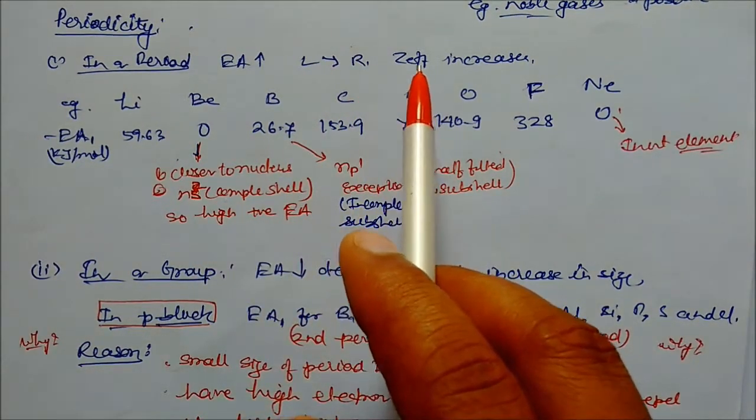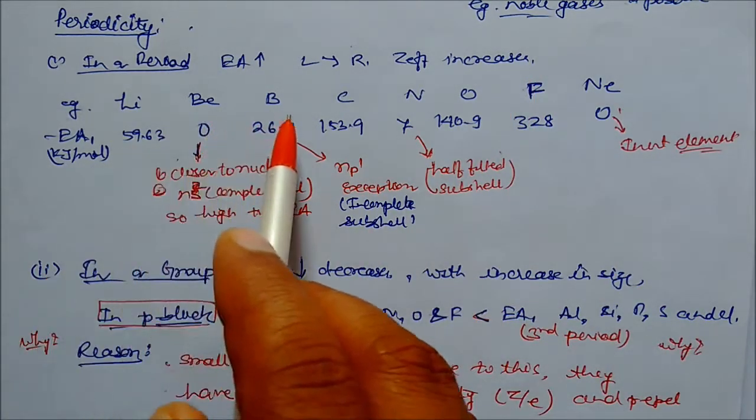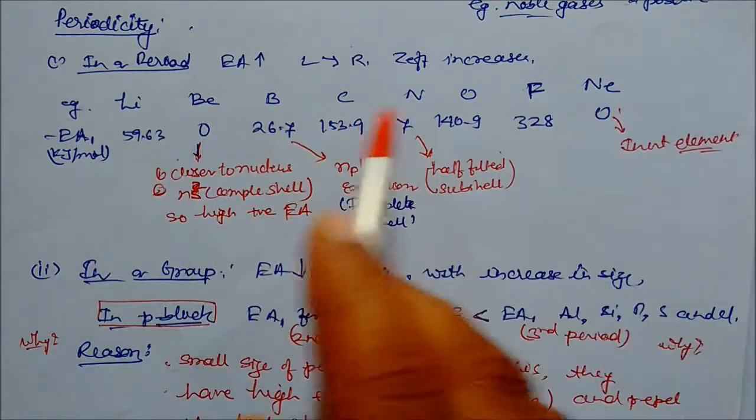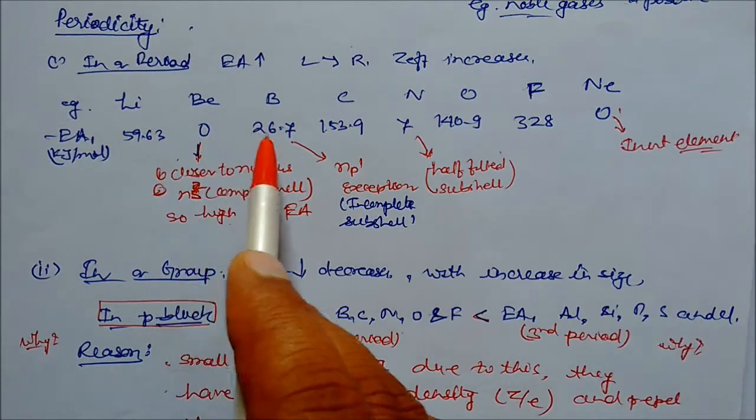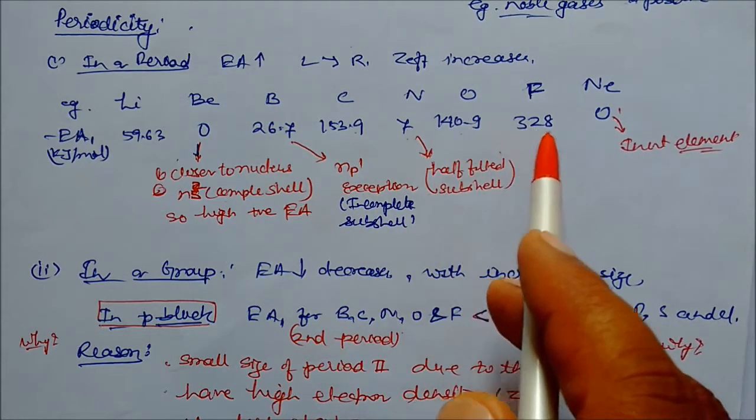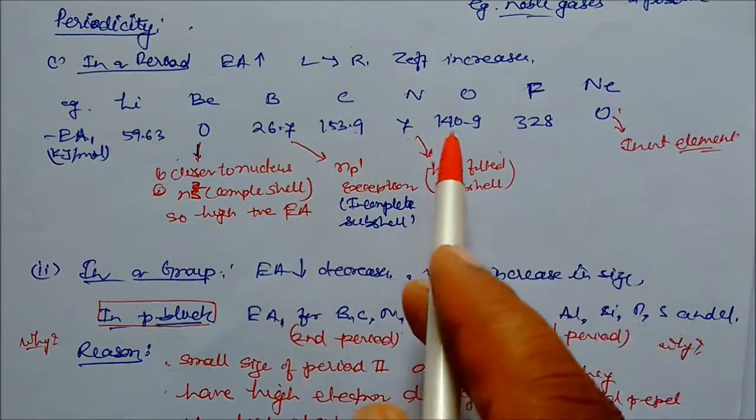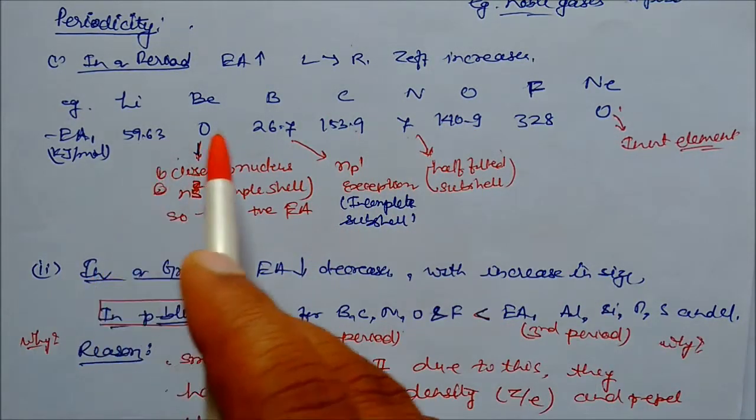Because of the effective nuclear charge increase that we have seen previously. We see here the example of lithium, beryllium, boron, carbon, along the period. Here we can see electron affinity is increasing, but here it is 0, then increasing, then 7, 0, then 140, then 3. So somewhat it is increasing, here it is less. So this depends on the size also. Here it is okay, but why is it 0?